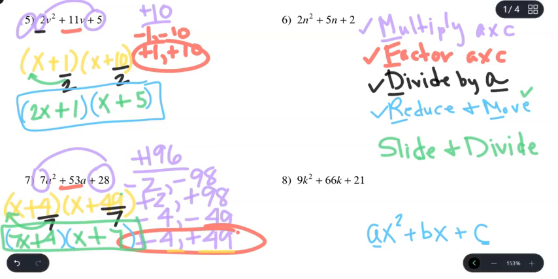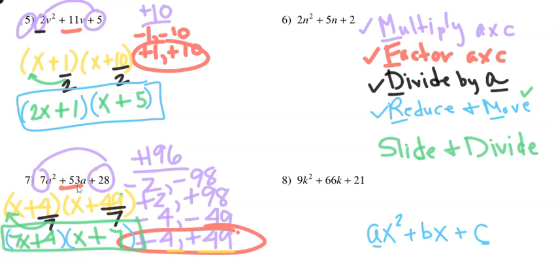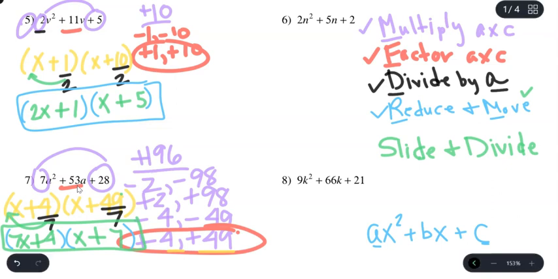And just like in the other ones, if you can't find any factors here that give you your B term, then it's not factorable. So this, in a nutshell, is how you use the MFDARM method or slide and divide. And MFDARM, sometimes you'll see it written like this. And again, that means multiply A times C, factor that product, divide by A, reduce, and move.